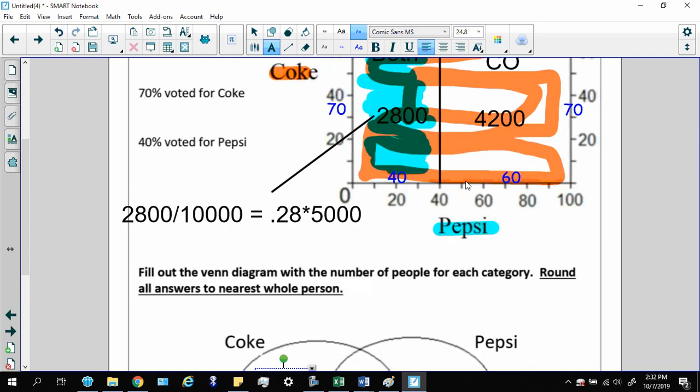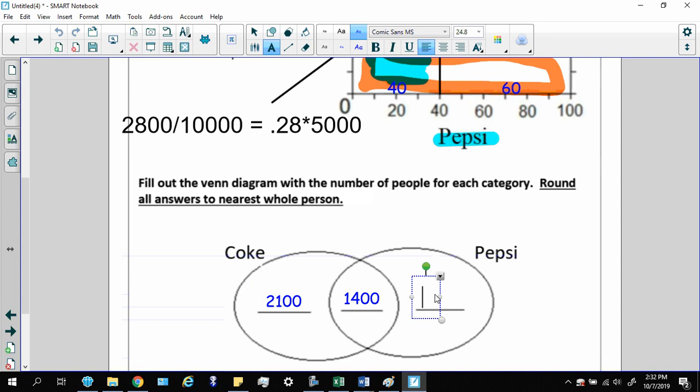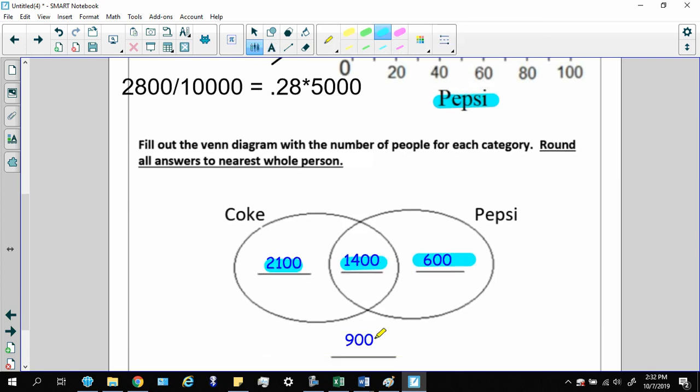2,100. And then what was that? The Pepsi only, that was 12%. So Pepsi only, let's see, that was 600. Now, if you remember, this number, this number, this number, and this number should all add up to 5,000 because that's how many people were in the problem to begin with. We got it. Awesome.